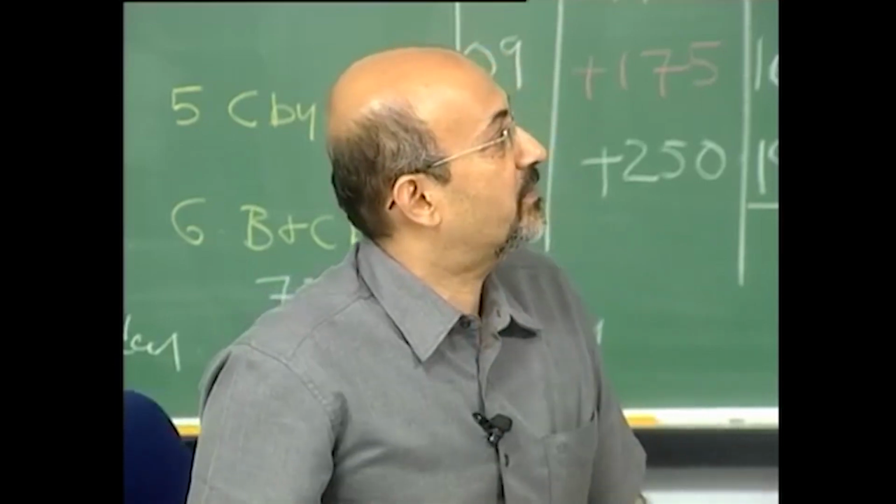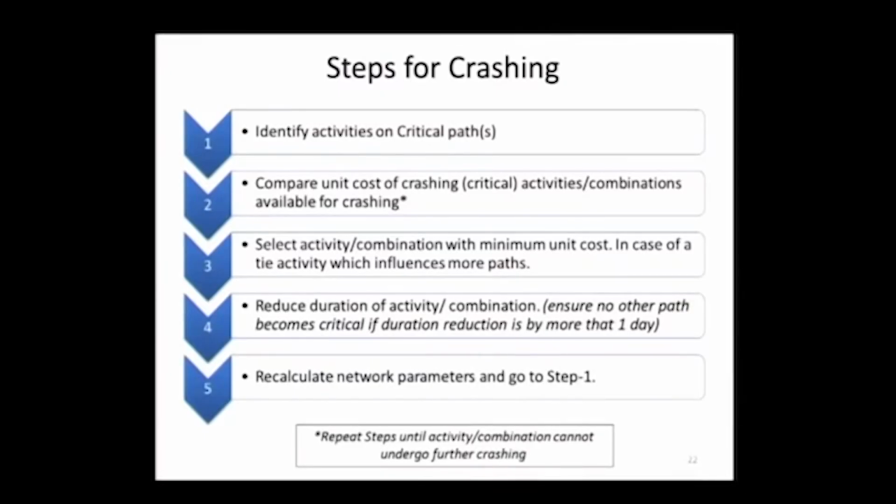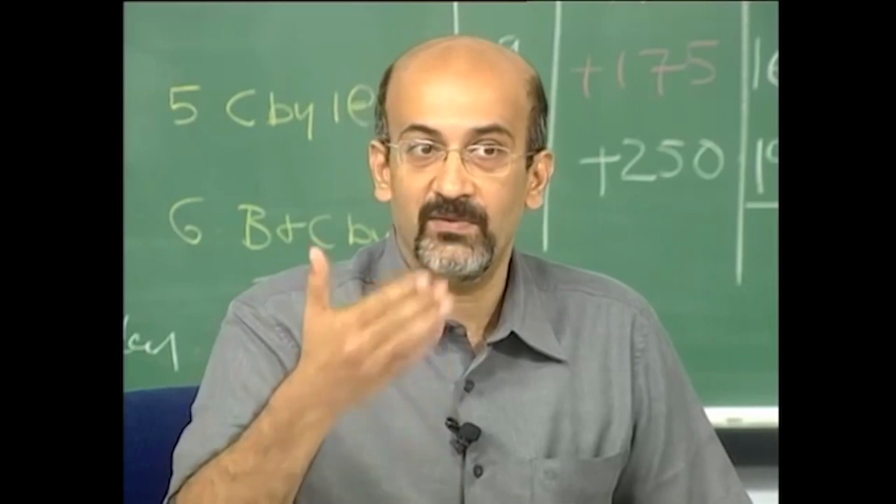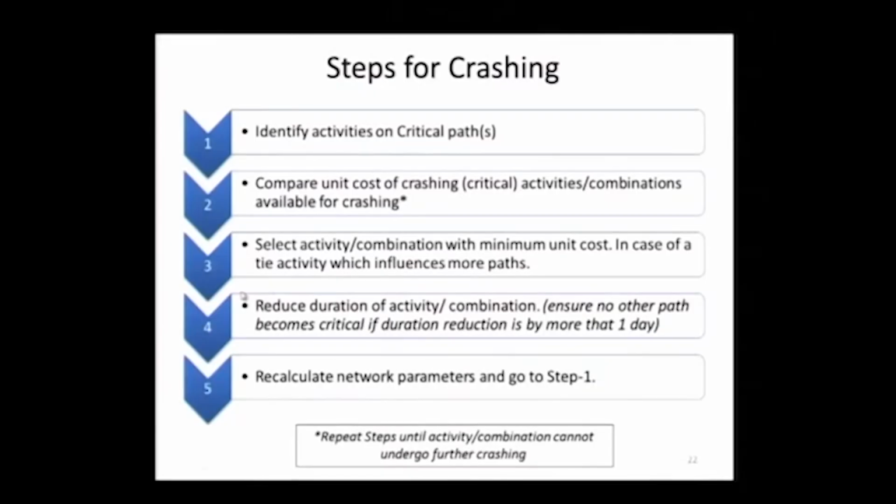When we look at the steps for crashing, we have to identify the activities on the critical path. We have to compare the unit cost of the activities on the critical path and their combinations to select what we need for crashing. Finally we select the activity combination with minimum cost, and in case of a tie between a few activities, it is always better to select the activity which has more influence on the network. We will see this when we come to some examples later.